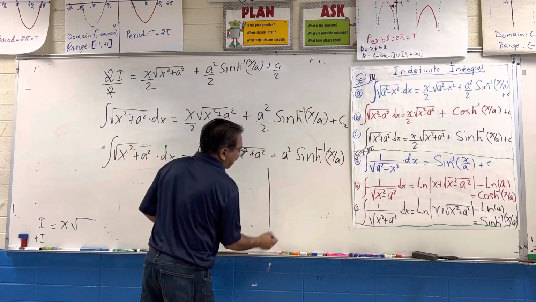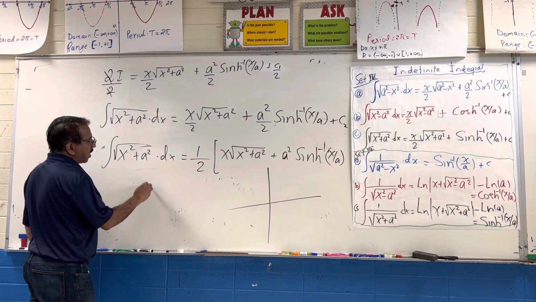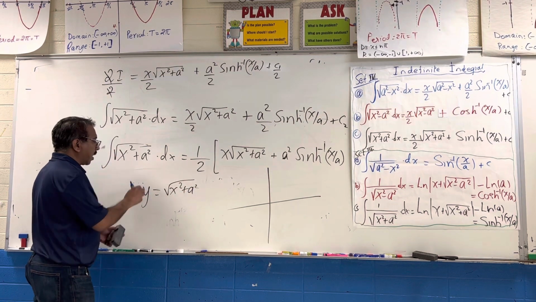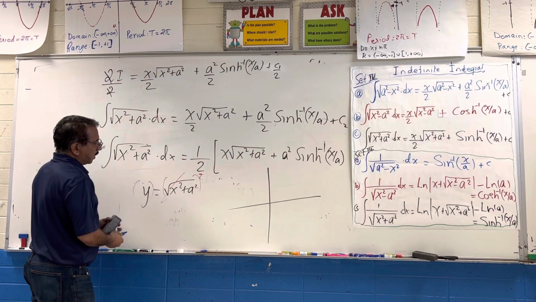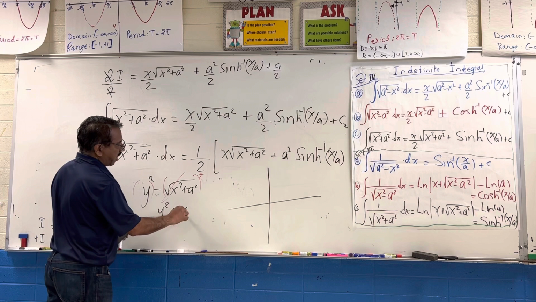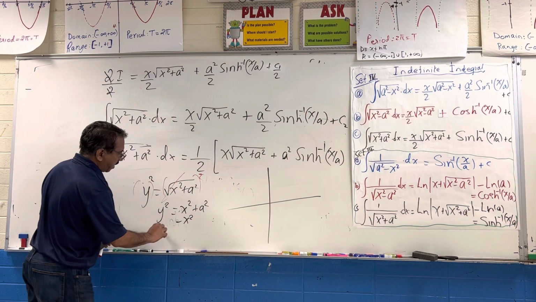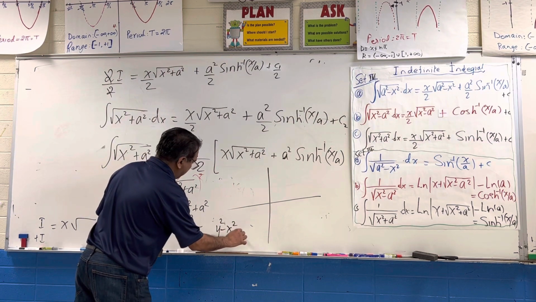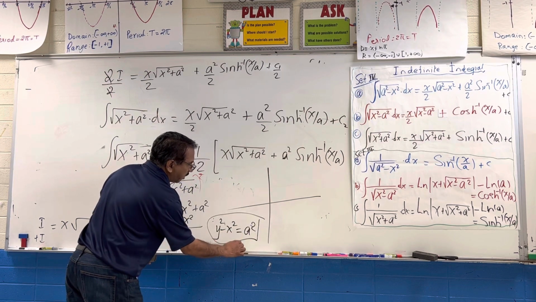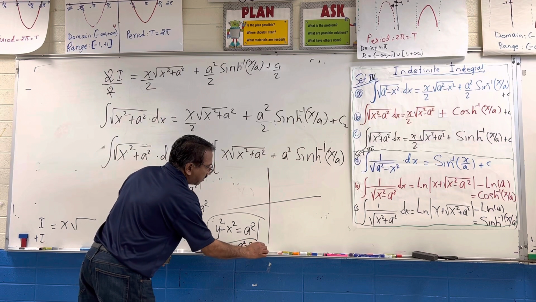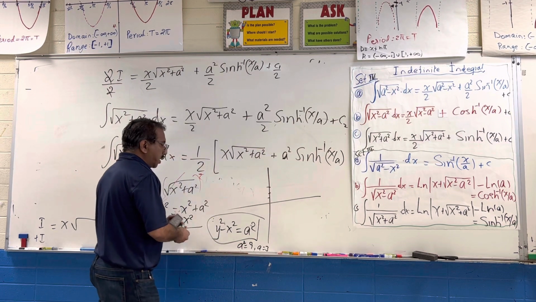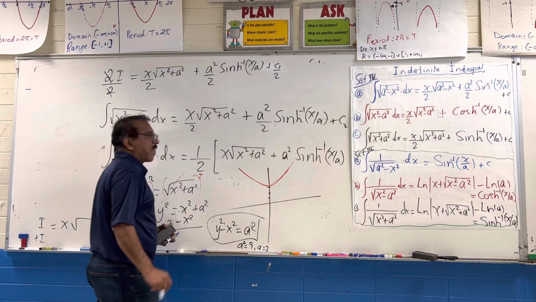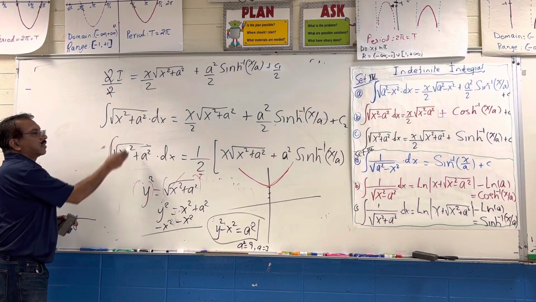So what does this basically mean? We started with the equation y equals square root of x squared plus a squared, and if you square both sides, you get y squared is x squared plus a squared, and subtracting x squared from both sides, you get y squared minus x squared equals a squared. I'm just imagining what if a squared was 9, and a is 3, it means 1, 2, 3. It's a vertical hyperbola. And the whole idea is to figure out the integral of this, the area below the curve.